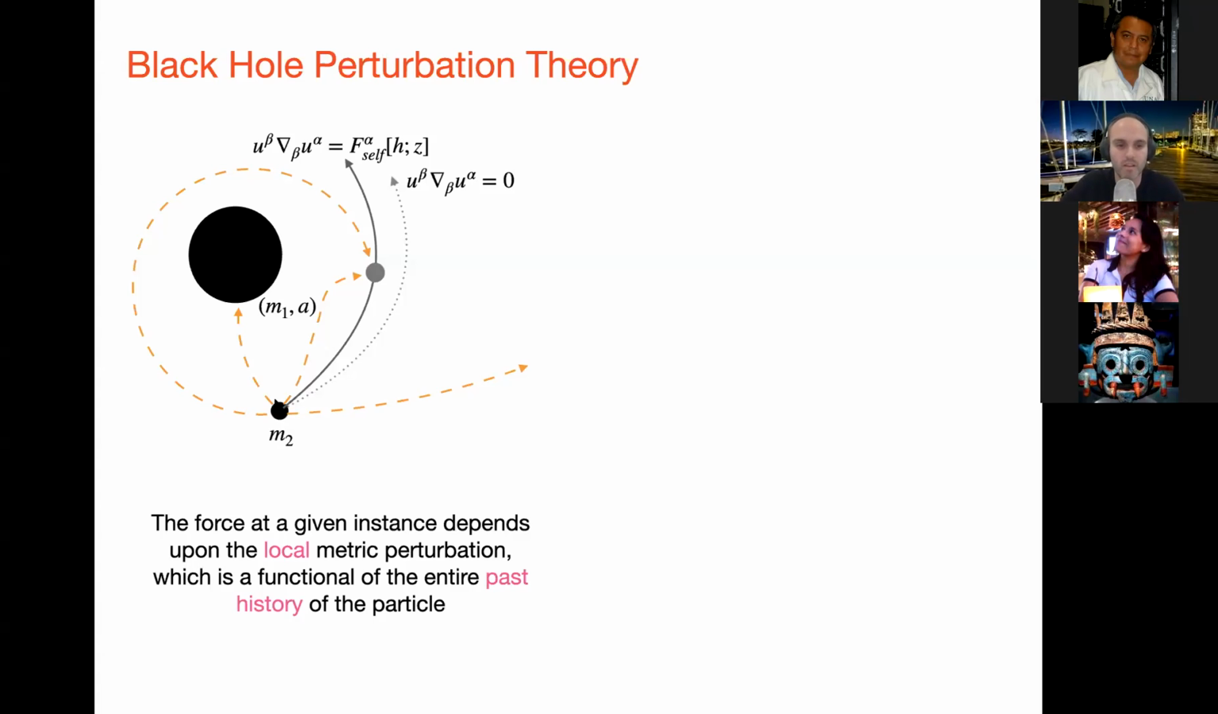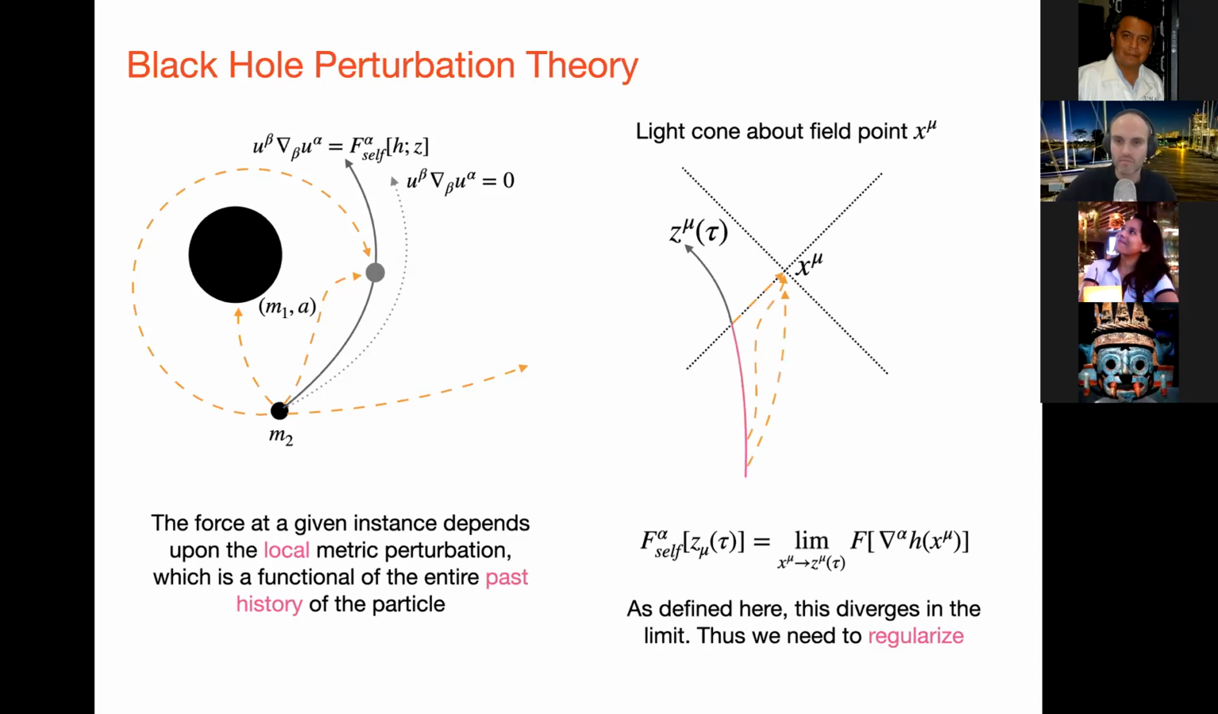So this self-force depends upon the local metric perturbation, which is of course a function of the entire past history of the particle which has set up that perturbation. If you like to think about light cones, then we can think of the force at some field point x separated away from the world line z, and that force is computed from perturbations that have traveled both along the light cone and also within the light cone, because we have a curved spacetime.